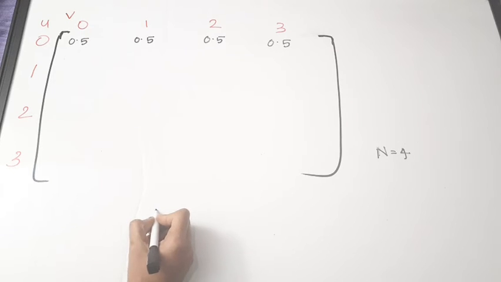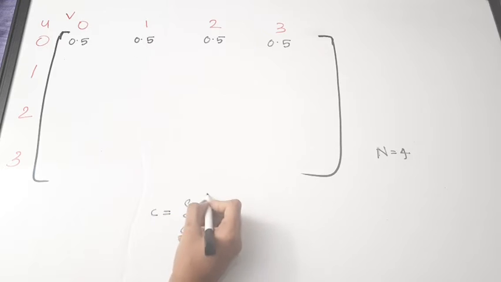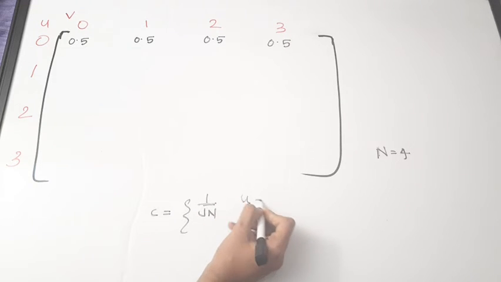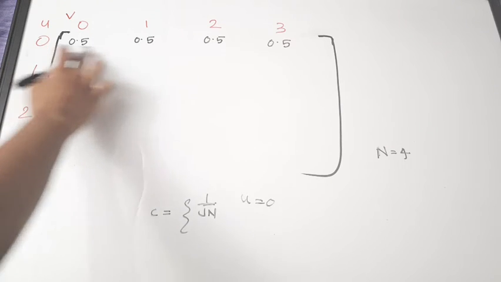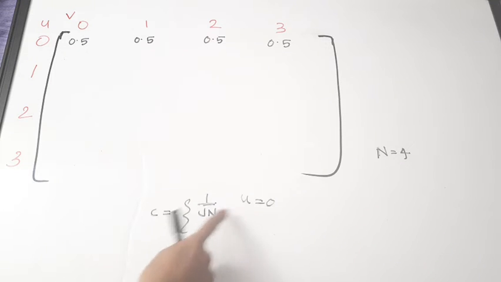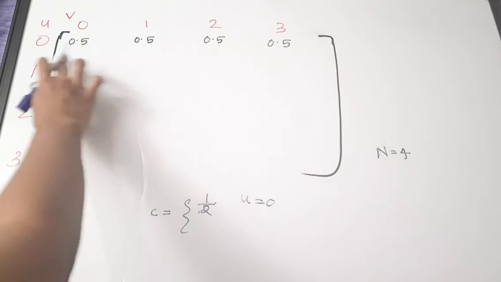While discussing the equation for C, we have seen C equal to 1 by square root of n for u value equal to 0. That is for the first row. Here n is equal to 4, so the square root of n is the square root of 4, which is 2. That is 1 by 2, which is 0.5. That's why I have written 0.5, 0.5, 0.5, 0.5. All values will be the same.